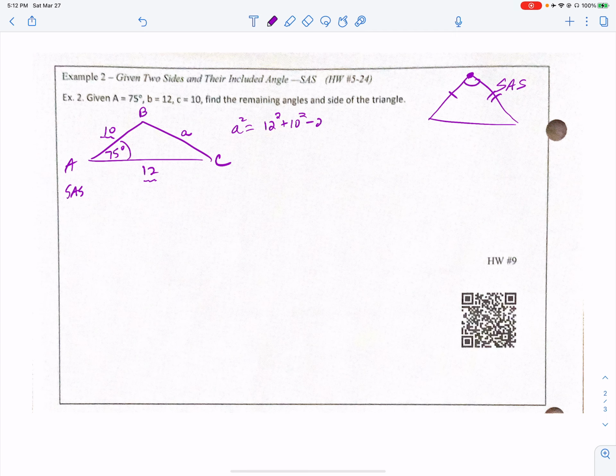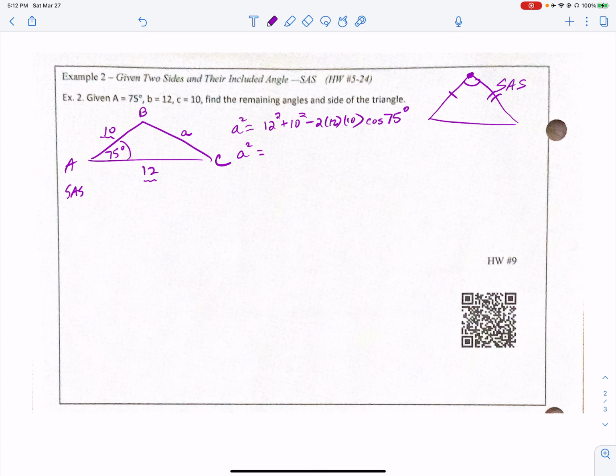And then it's minus twice the product of the two including sides, and that is times the cosine of that angle. Follow the pattern rather than getting super stuck on the formulas; that would be helpful for you. So now as you go to work this, be careful, as I see algebra mistakes.